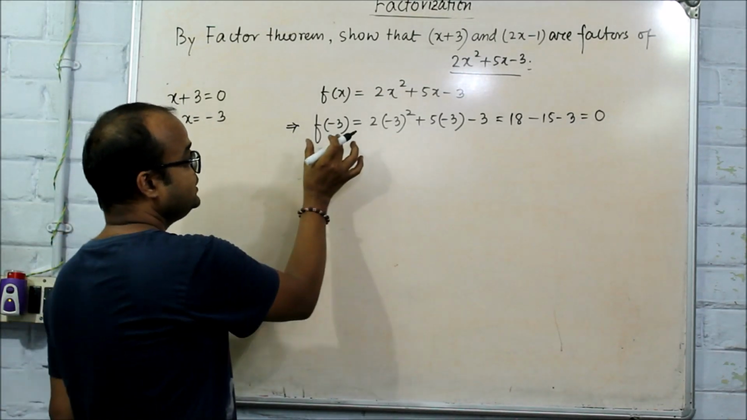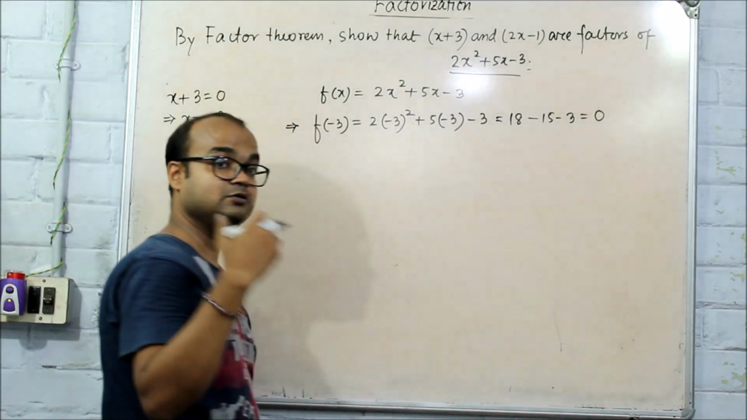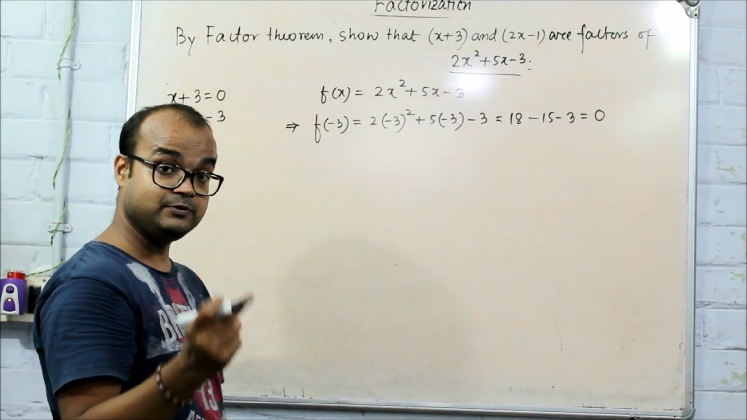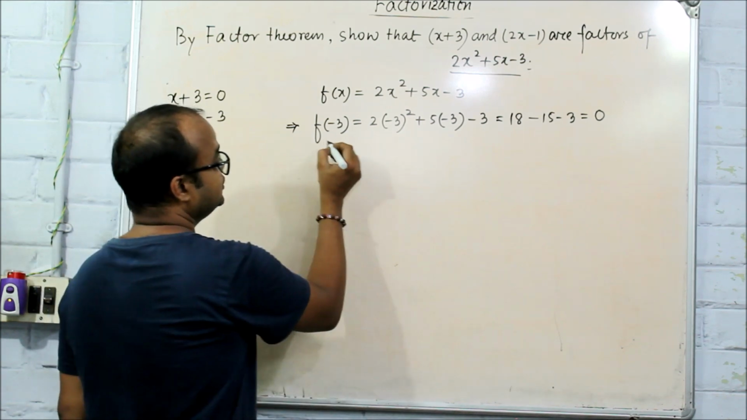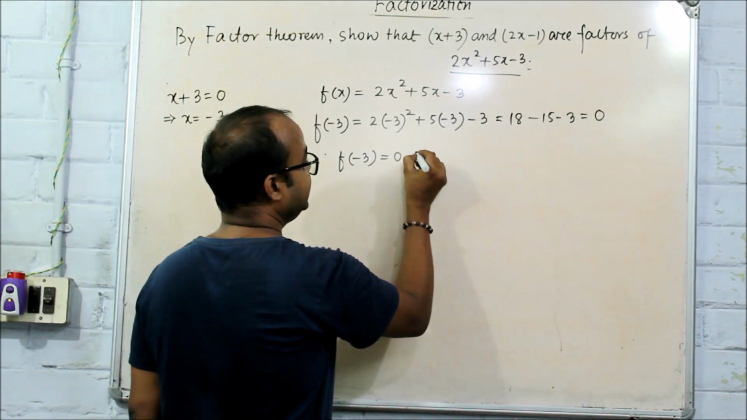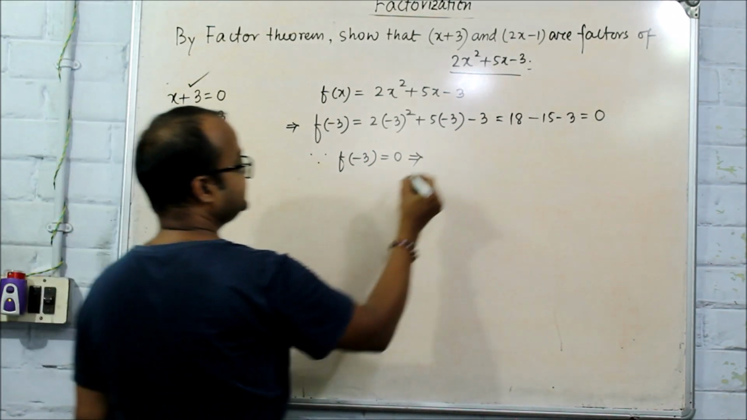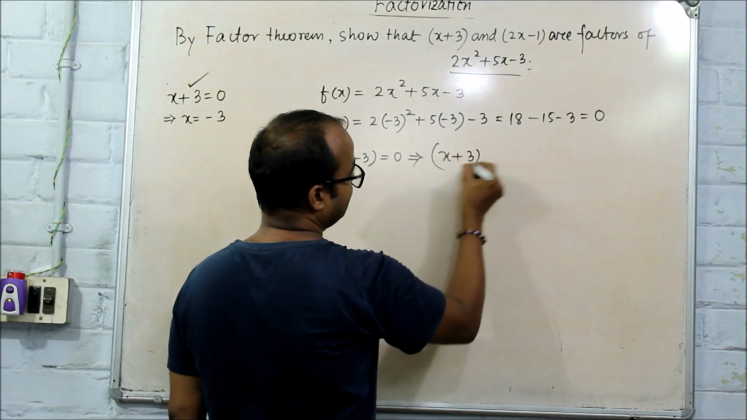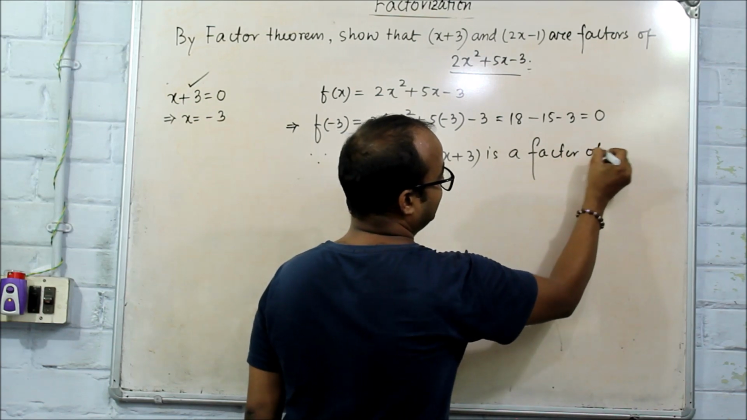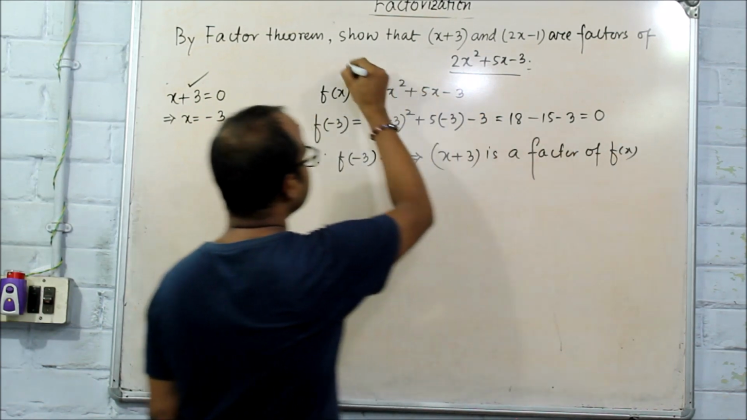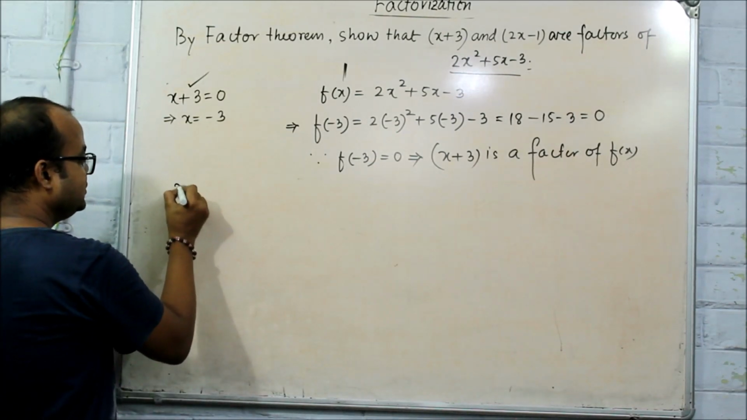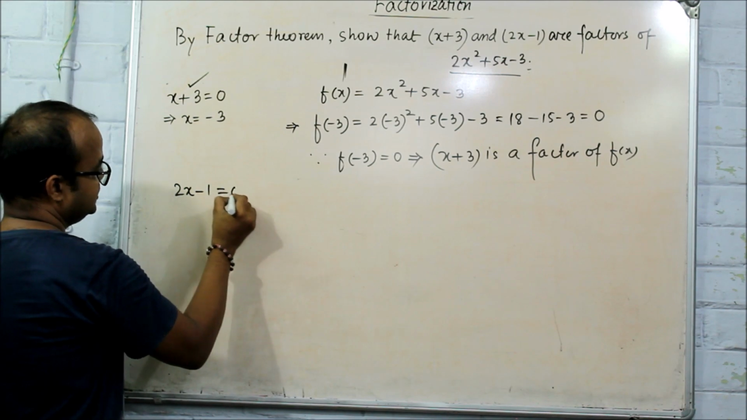So if f(alpha) is equal to 0, recall the factor theorem, if f(alpha) is equal to 0, then x minus alpha will become a factor. So we write, since f(minus 3) is equal to 0, it implies x plus 3 is a factor of f(x), this polynomial. Clear? Similarly, for the next part, first we equate 2x minus 1 is equal to 0.